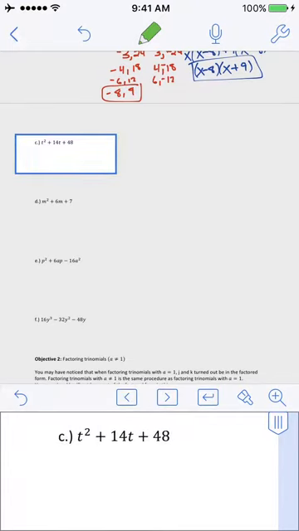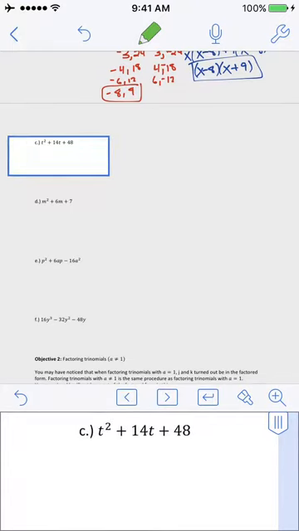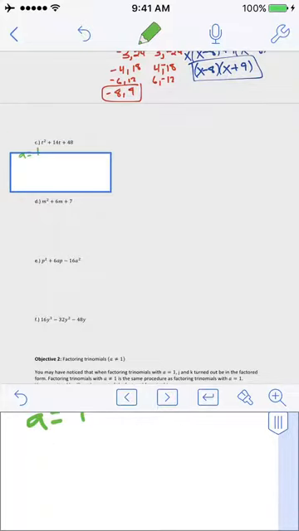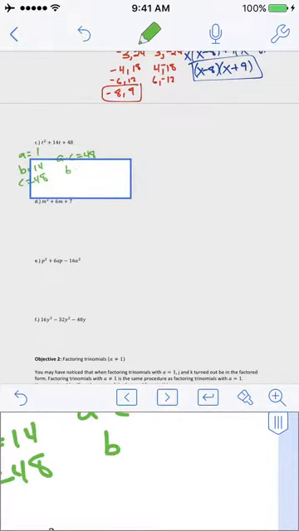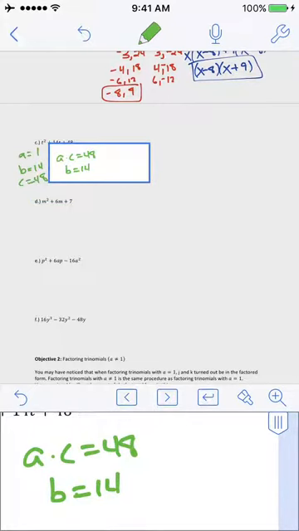I got t squared plus 14t plus 48, right? So I need two numbers. Well, let's first identify. A is 1, B is 14, C is 48. No negatives this time. Okay, doesn't matter. Let's play the game. A times C is going to be positive 48, and B is going to be 14. Cool. So I need two numbers that multiply to 48 and add to 14. Now you may already see them, right?